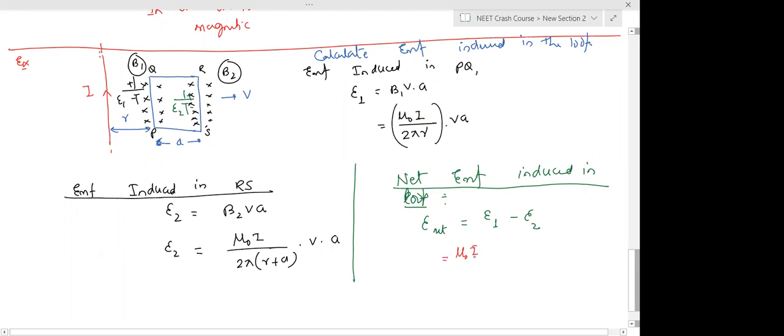So the net EMF is mu naught I by 2 pi R into VA minus mu naught I divided by 2 pi times R plus A into VA, and this will be in the clockwise direction. We can solve this by taking the LCM: mu naught I VA divided by 2 pi, constant, times 1 by R minus 1 by R plus A.